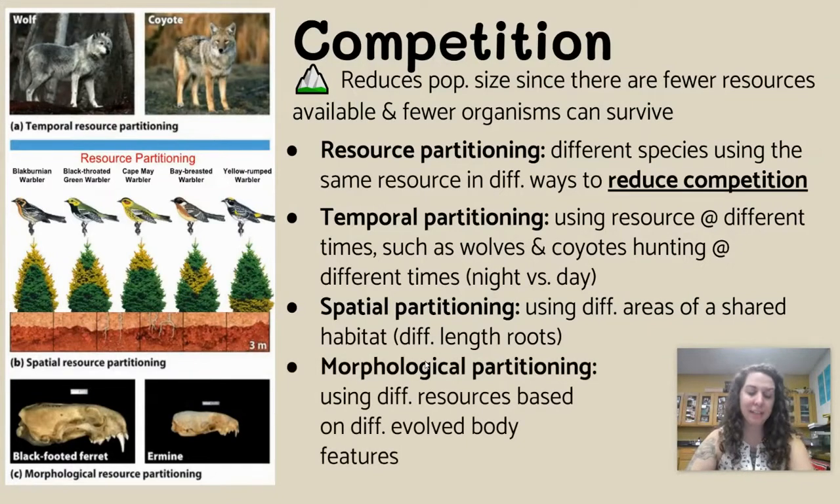And then the last one we have is morphological partitioning. So that's where we're going to have different resources being used because of different evolved body features. So when you look at the ferret and the ermine over here, although they are very similar, the ferret has evolved to have a little bit larger canines, a little bit larger skull, so it's going to be able to take down larger prey.